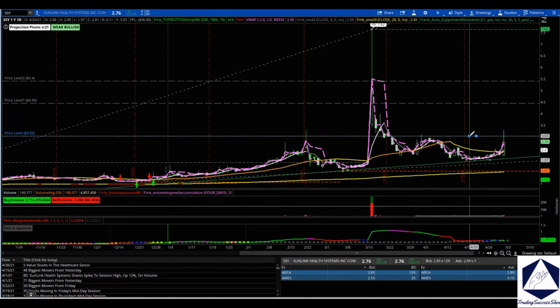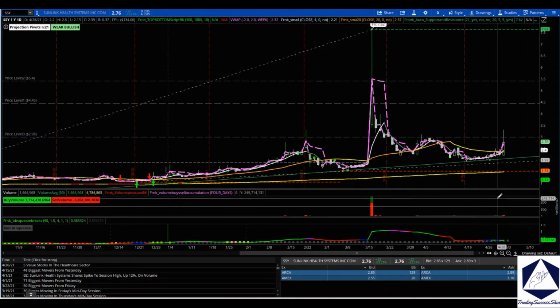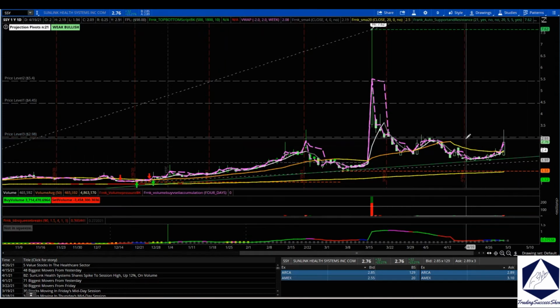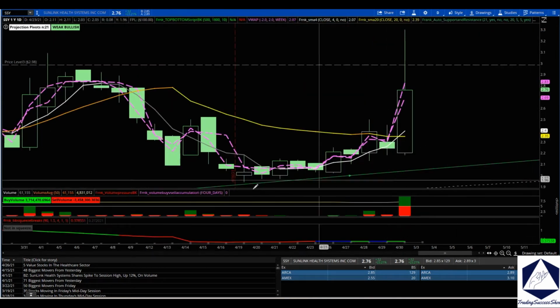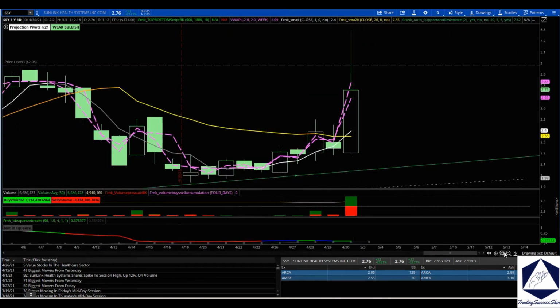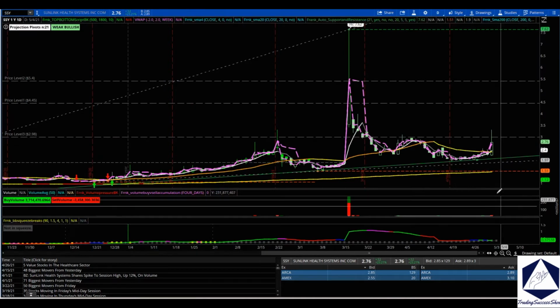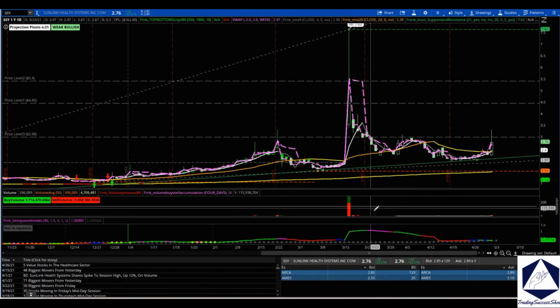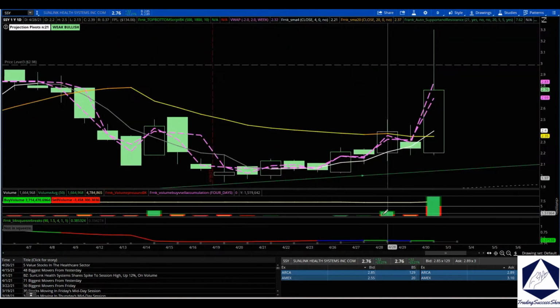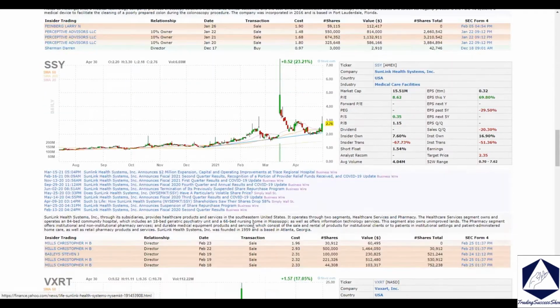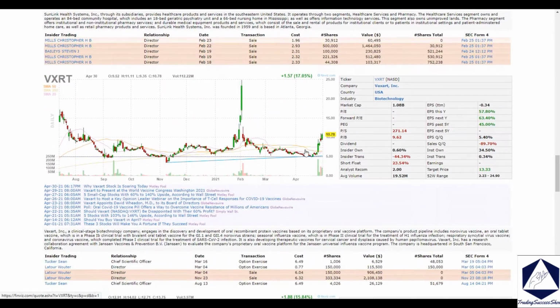I absolutely love the way the chart is setting up, and the volume is not that much compared to others, but at least the volume is notable compared to this one here. The volume is notable. If you expand it, you see how the volume is more than previous, which is 6.6 million. Okay, next one, let's see VXRT.